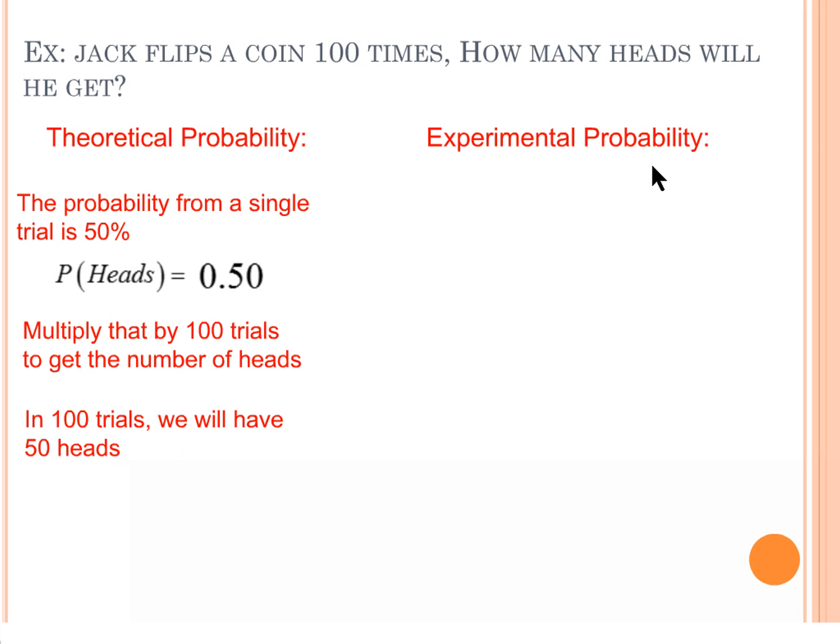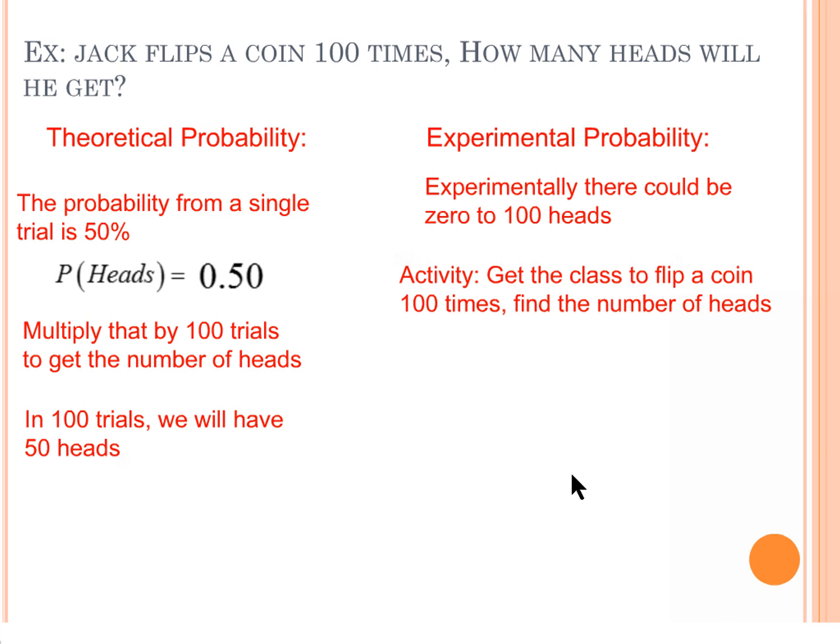Now for experimental probability, experimentally there could be 0 to 100 heads. If you try to do this on your own and flip a coin 100 times, you could get 0 heads, or you could get 100 heads, or anything in between. So when you do the activity, get the class to flip a coin 100 times and find the number of heads, and chances are everyone will have a different answer.